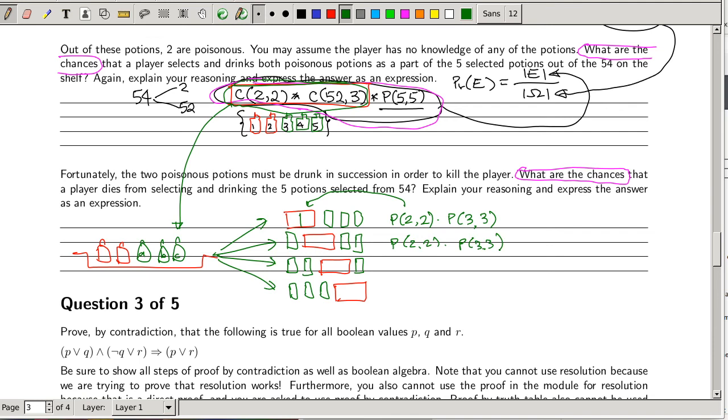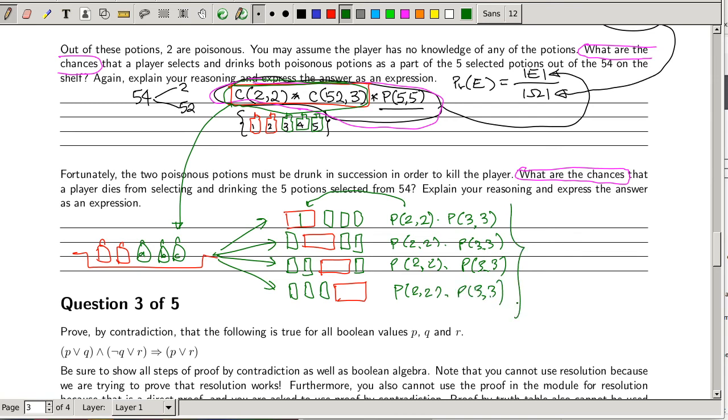Now it looks kind of suspicious, right? Because the 3 non-poisonous potions are not even contiguous. It doesn't really matter because I know the positions that they should go: the first, the fourth, and the fifth. So there are also just 3 factorial ways to assign each non-poisonous potion to each slot that has to be non-poisonous. So it would still come up with the same number. It's going to be the same here, P22 times P33, and P22 times P33 again here.